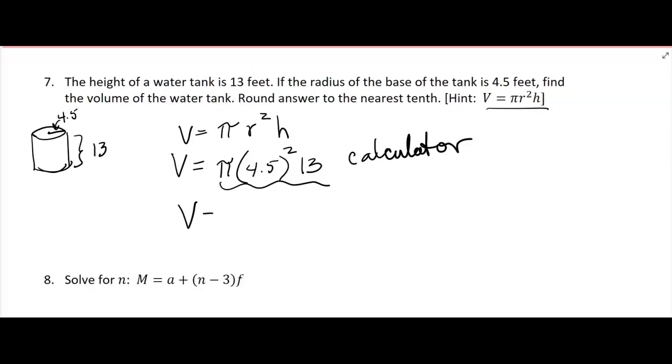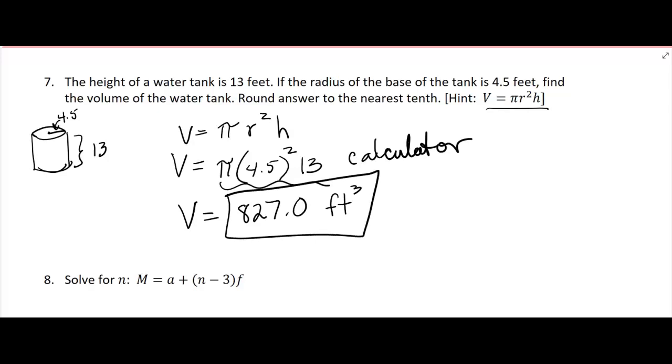And I got the volume to be rounded to the nearest tenth. I think it was like 82. Oops. Oh, so I know what it was. It wound up being 827.0. Now, I'm going to come back to that. And that's in cubic feet. You could write it this way. That's cubic feet. That's one way you could have put the answer.